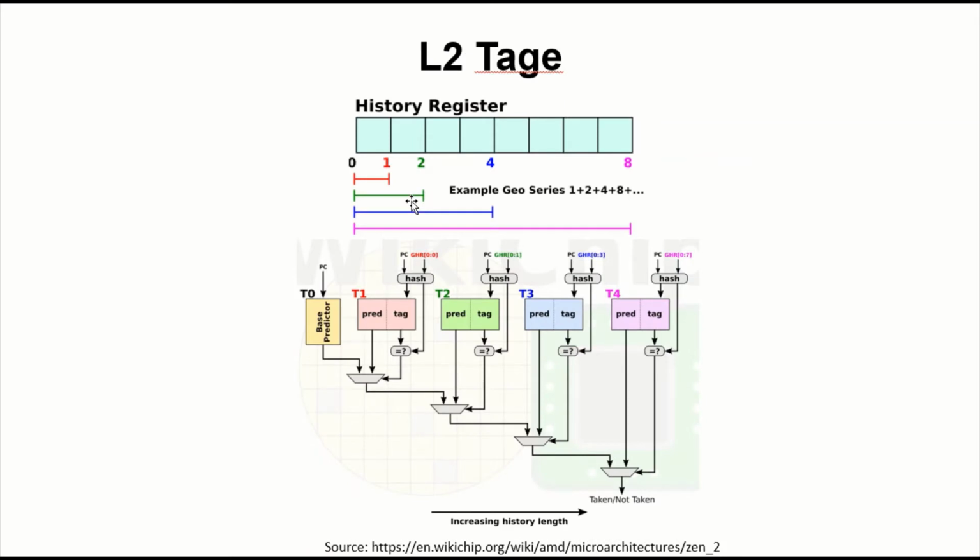Next, L2 tag is the second layer of predictor inside the front-end unit. The concept is that different branches in the program require different history lengths. The function is to figure out which amount of branch history is the best to be taken, where the priority is the longest history length.